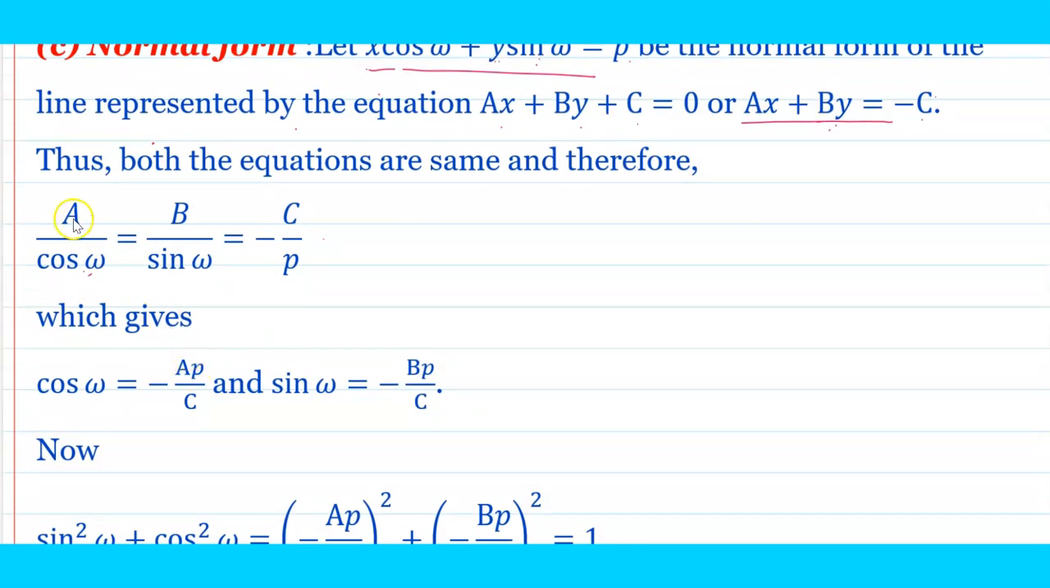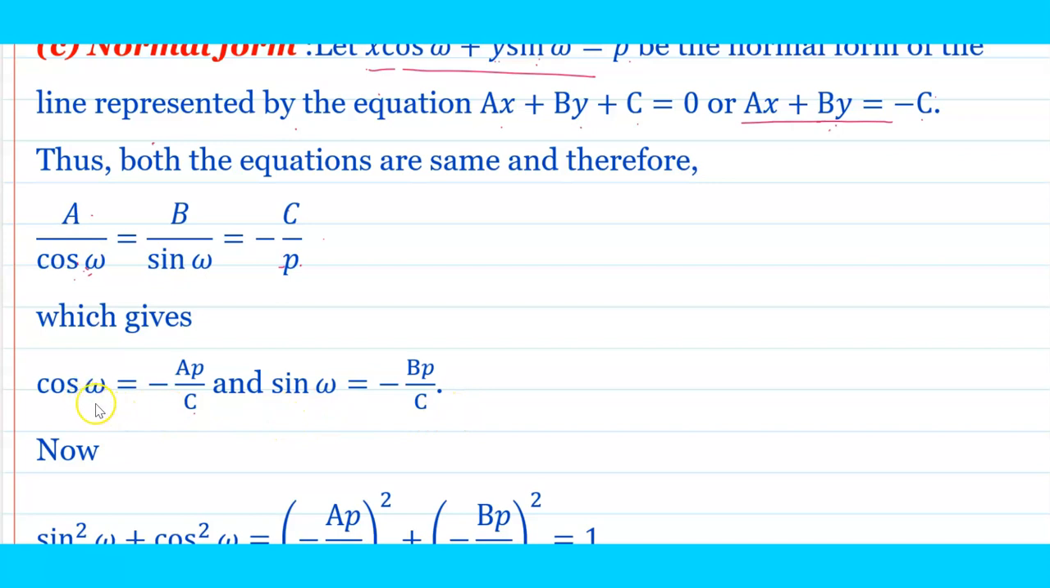Now see this here, a upon cos of omega is equal to minus c upon p, and therefore cos omega is equal to minus ap. This p will multiply to a and c will be divided to ap. Therefore cos of omega is equal to minus ap upon c. Again equate this, b upon sin of omega equals minus c upon p. Therefore sin of omega is equal to minus bp upon c. This is the sin of omega.